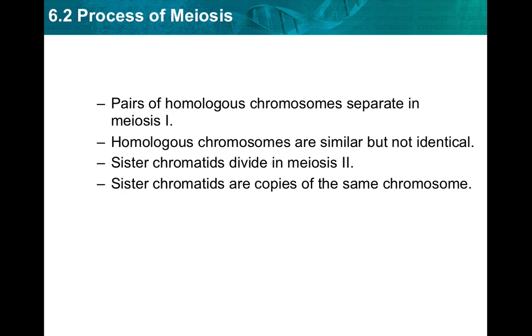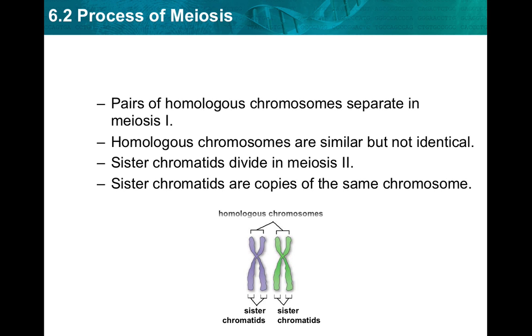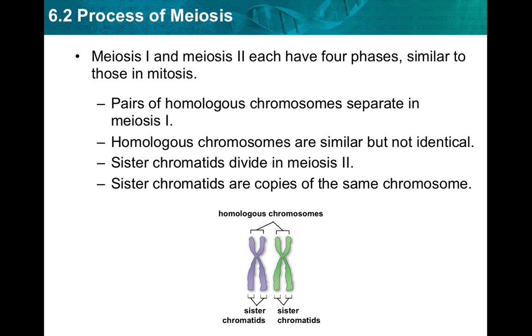Sister chromatids are copies of the same chromosome. Going back to 5.3, we can see a chromatid, right? Looking like an X, with one chromatid intersecting with another chromatid at the centromere.